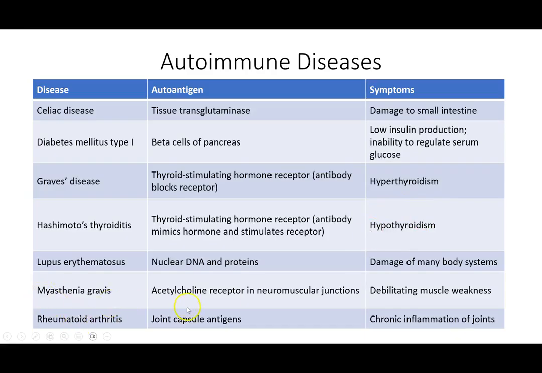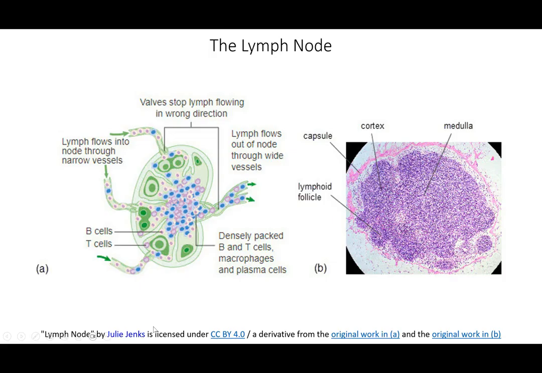Myasthenia gravis is going to affect acetylcholine receptors in the muscle junctions. This is going to lead to a lot of muscle weakness, and then we've already talked a bit about lupus and rheumatoid arthritis. So next up are lymph nodes. So we've talked about these already a little bit, but in more detail.